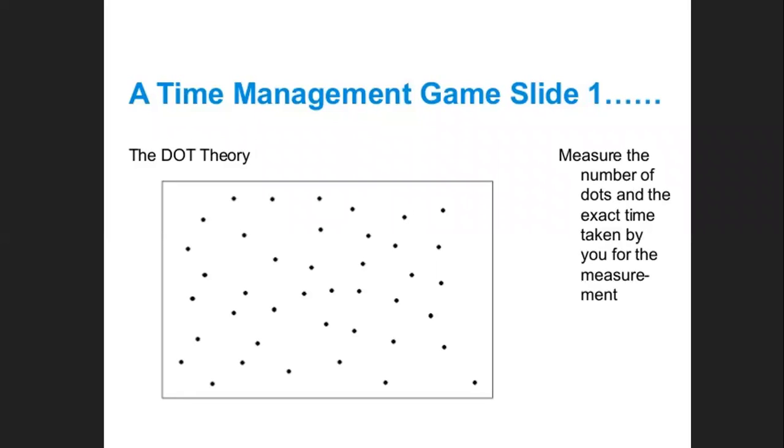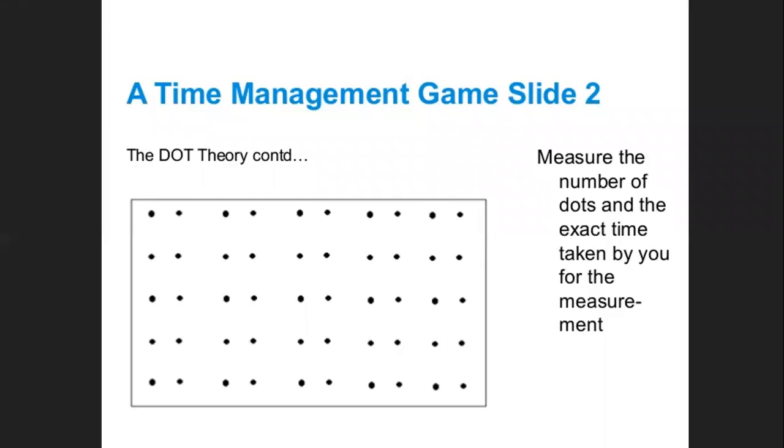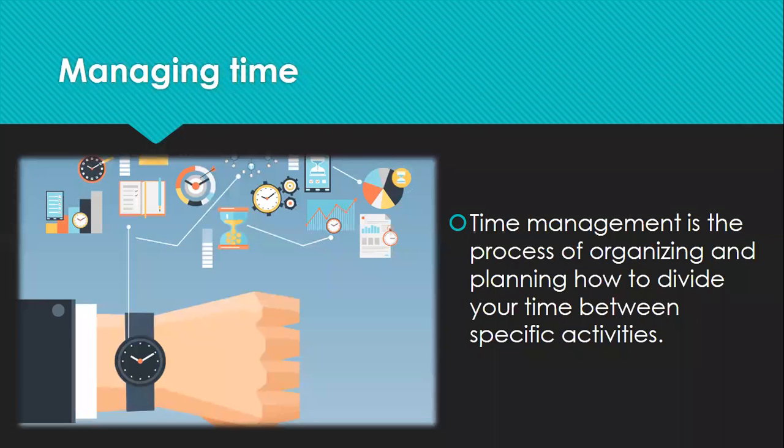This thing is called dot theory and it illustrates the importance of time management in your life, in your study, and in your work. So, what is time management? Time management is the process of organizing and planning how to divide your time between specific activities. This is the way when you identify how much time should be spent on which activity, as well as which activity must be done first.